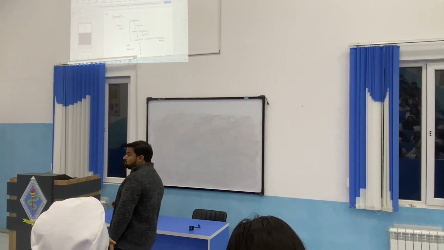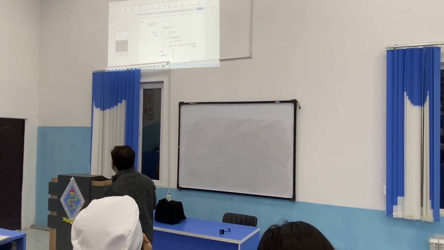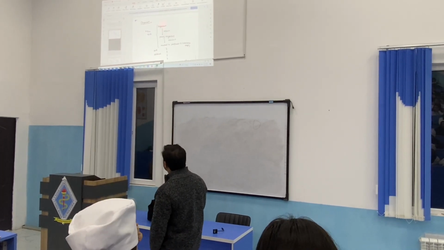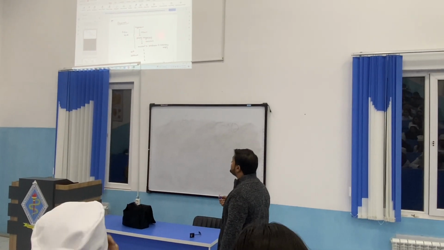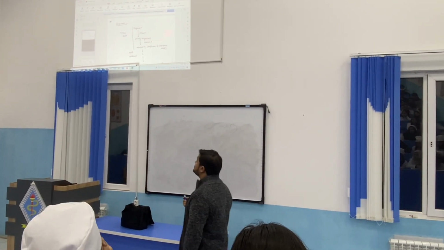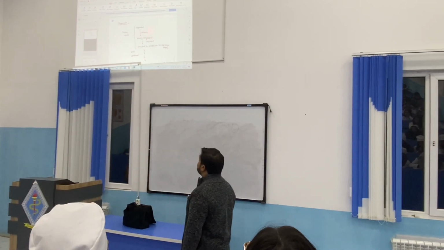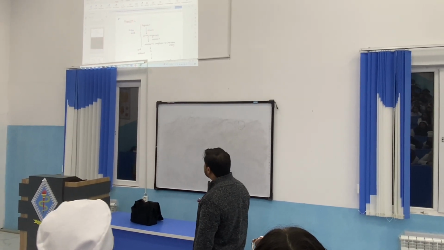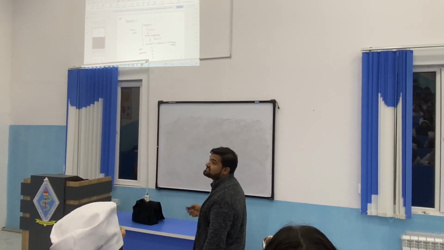Now, the oogonium undergoes the process of mitosis. Through mitosis, oogonium is converted into primary oocyte. Now, you people know that in mitosis, the number of chromosomes remains the same.